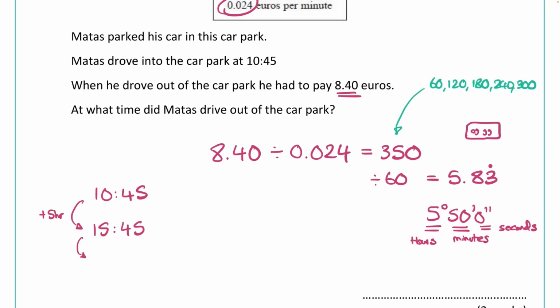If I'm going to add 50 minutes on, again, there might be different methods that you prefer to this, but I'm going to first add the 15 minutes, which gets me to 4 o'clock.